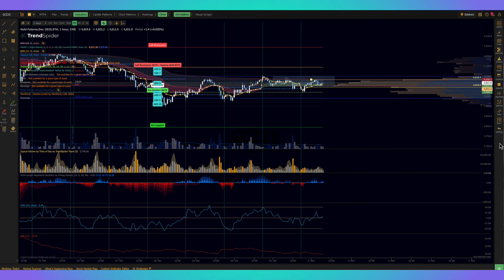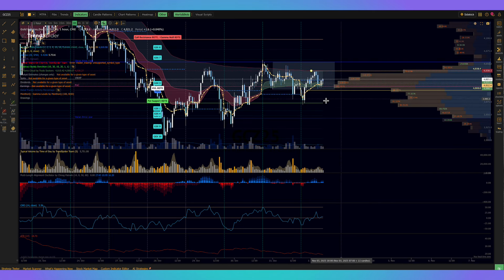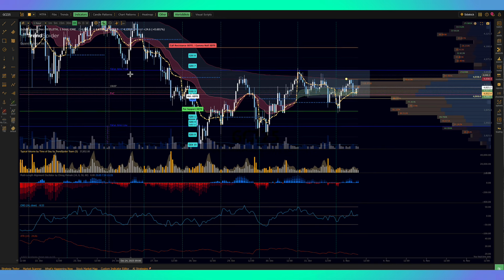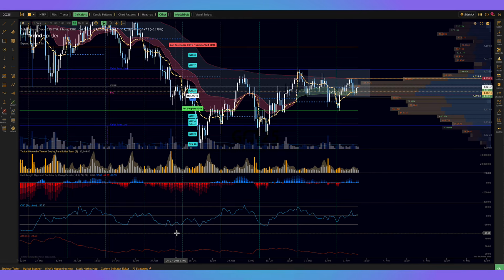Big call wall, 4,100 for the 0 DTE, and 4,200 remains the monthly call resistance. Put support, 3,800. 0 DTE put support, as I previously mentioned, 3,975. This looks very sideways to me. We really need a resolution to what's going on the hill, right? So we shall see. For all parties, we shall see.